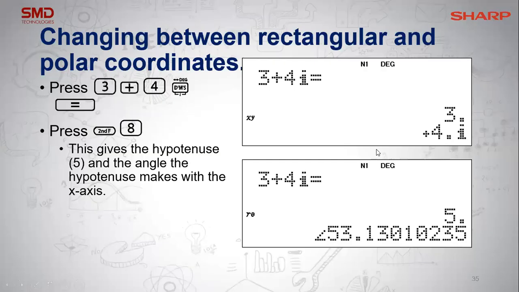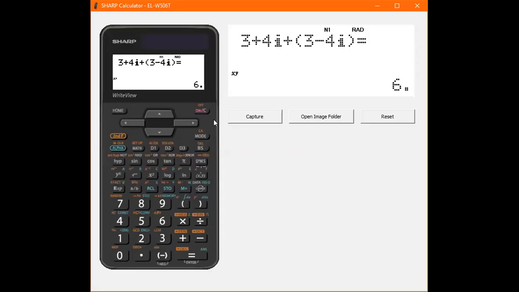Now, for more towards the technical maths guys, you can also convert between your complex numbers and your Argand diagram, where we talk about your arguments and your angle. So here, if I put in 3 plus 4i, oopsie, i.